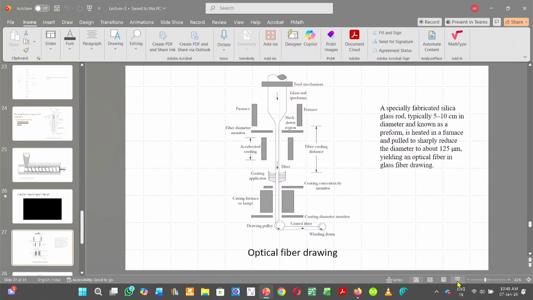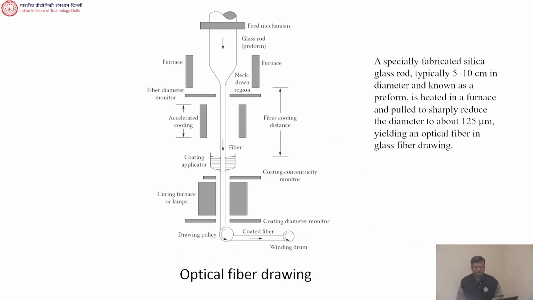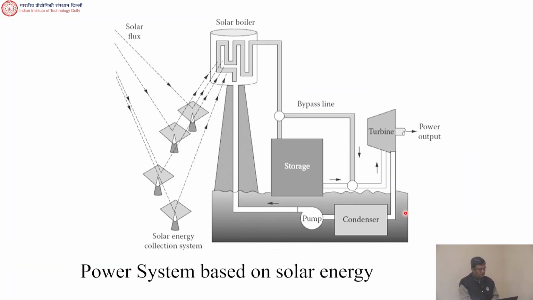Okay, I think all of you know this, but I just wanted to remind you that there are thermal processes involved, right? Heating, cooling, phase change. So the thermal engineer has a role to play, but obviously there are other aspects also. This is a drawing of optical fiber. There is a glass rod which is drawn into this and then taken out using a pulley.